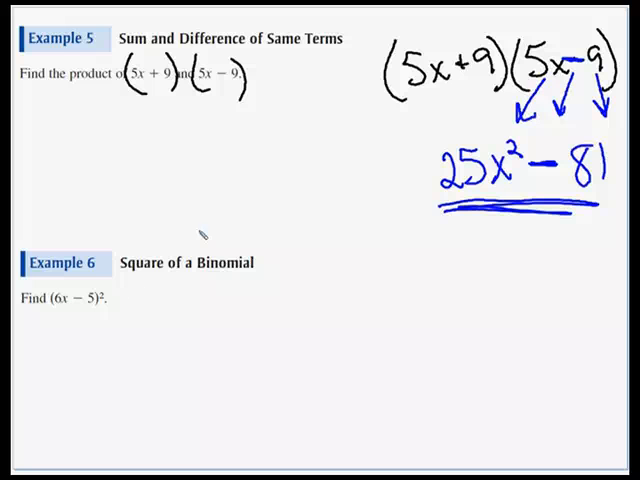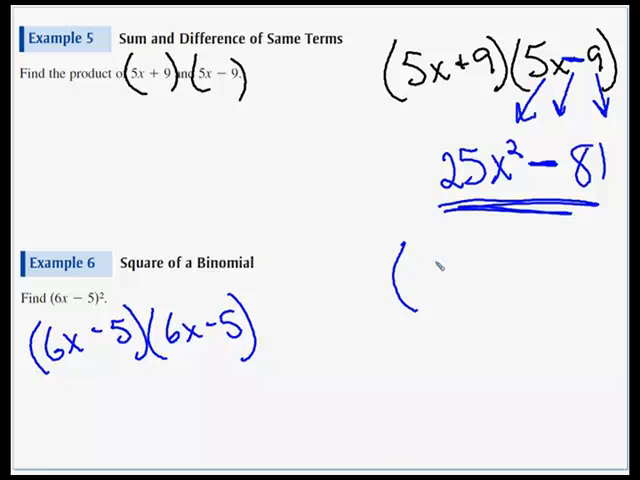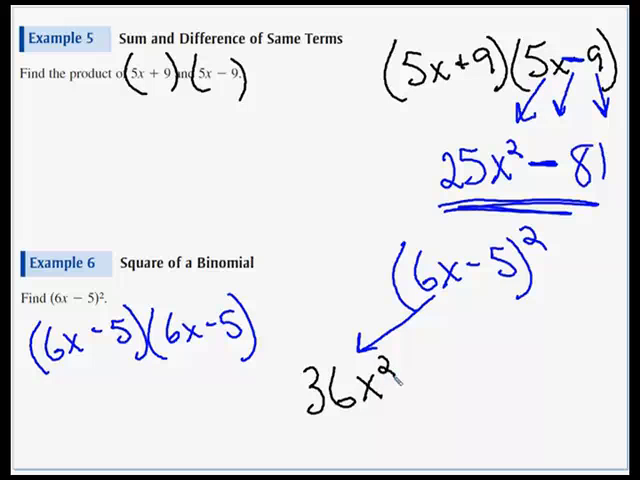The next one, square of a binomial, 6x minus 5 squared. Again, you could write out 6x minus 5 times 6x minus 5, and you could FOIL that out and get the right answer. Or we could do it the shortcut way, 6x minus 5 squared. I'm going to come underneath it, and I'm going to square the first term. 6 squared is 36, x squared is x squared. Take the final term, square that. 5 squared is 25.